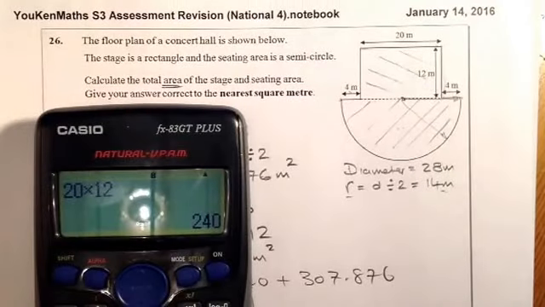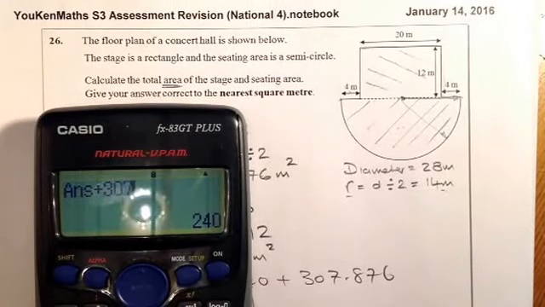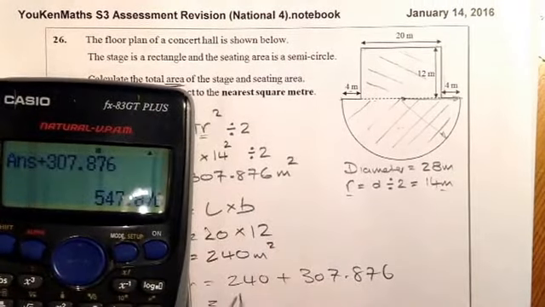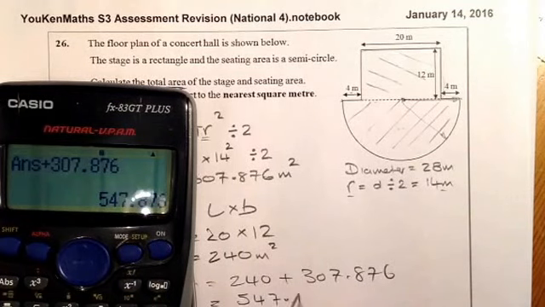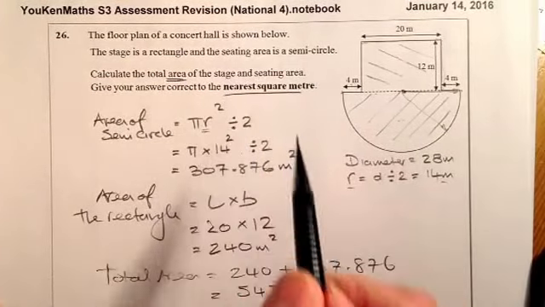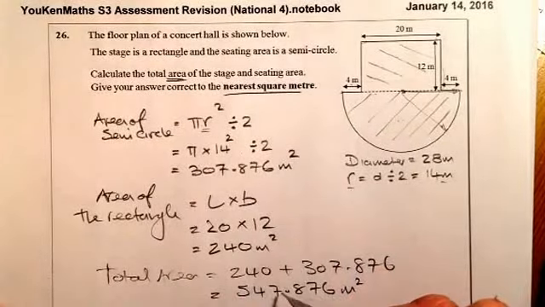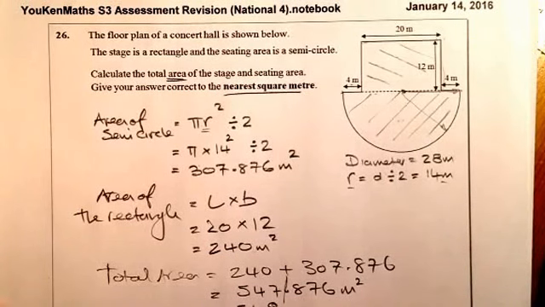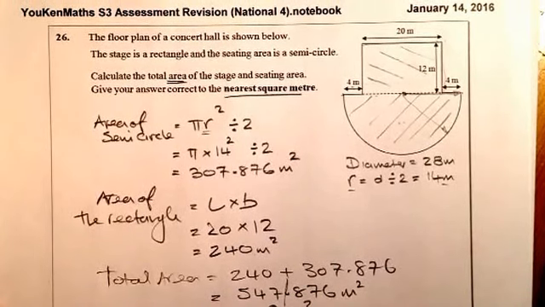Okay. Plus 307.876. And what we get as an answer is 547.876, and that's going to be metres squared. Remember, what we've got to do is to round it to the nearest square metre. So I'm going to cut the number here. If I cut it here, I'm looking to the right. That 8 will make the 7 go up 1 to an 8. So my final answer is going to be 548 metres squared. That's the answer.